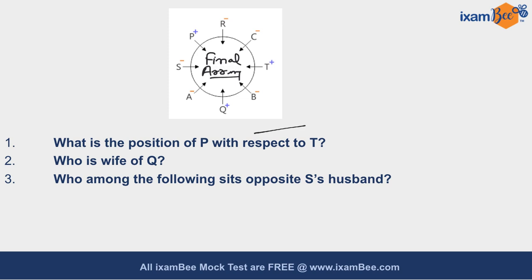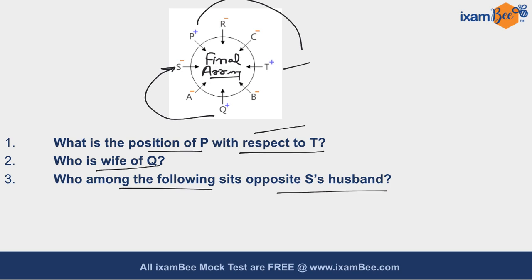Basis on this arrangement, let's answer some questions. So what is the position of P with respect to T? Clearly, P is sitting third to the right of T. So the correct answer is third to the right of T. Who is the wife of Q? You know that S is the wife of Q. Who among the following sits opposite to S's husband? You know that husband of S is Q and R is sitting opposite to Q. So R is the correct answer.